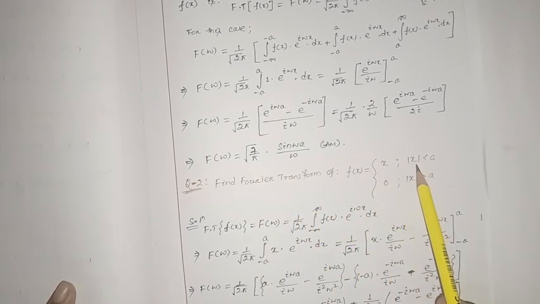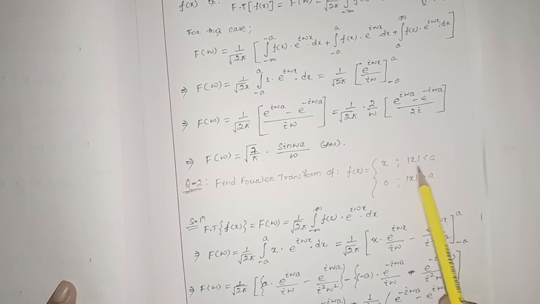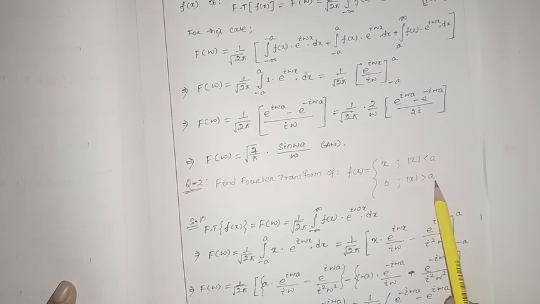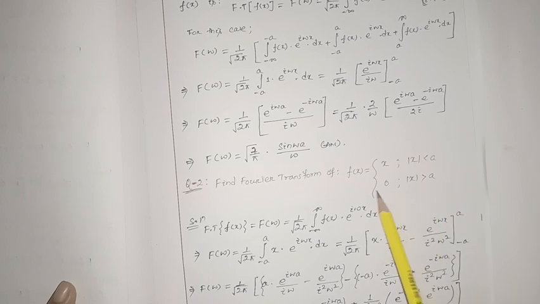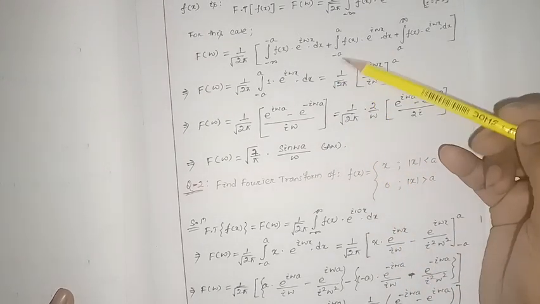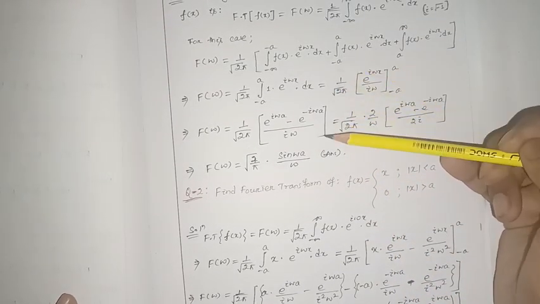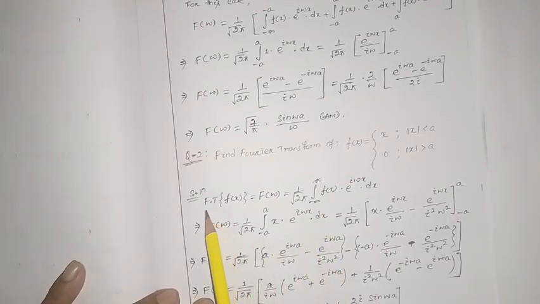The value is x in between minus a to a, that is mod x less than a. For mod x greater than a, that means above plus a and below minus a, the value is 0. Similar to the limit we discussed in question number 1. So now we are going to segregate in general.